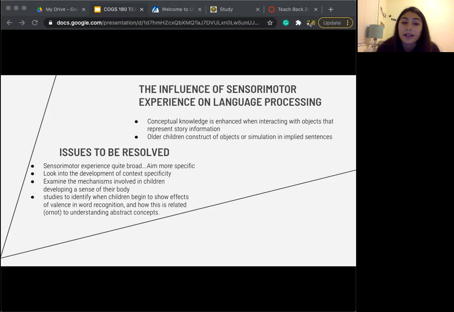Some of the limitations of all of these articles is that the sensory motor experience was a little bit too broad. The best suggestion that they gave was to aim for a more specific sensory motor experience that can be more beneficial to the children. So try to pick one of the sensory motor experiences as opposed to seeing it as one big sensory motor experience. Look at the development in the context of specificity.